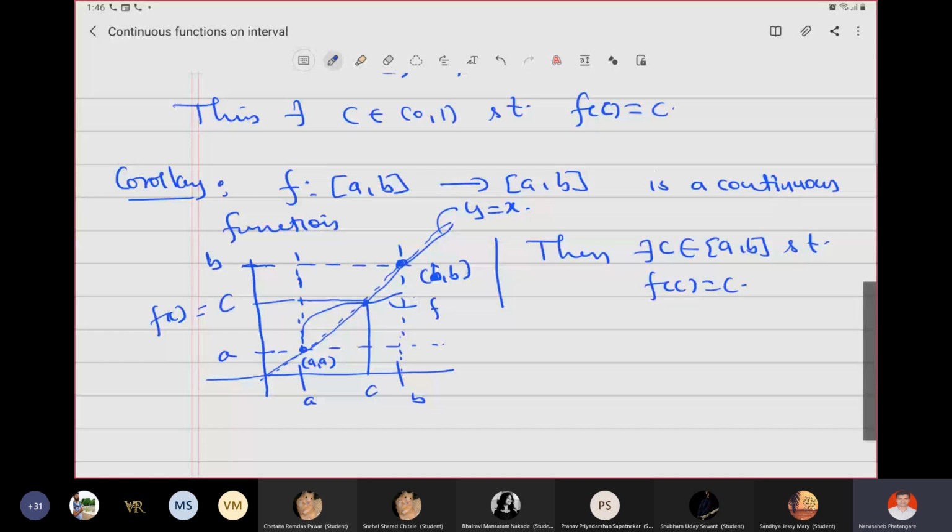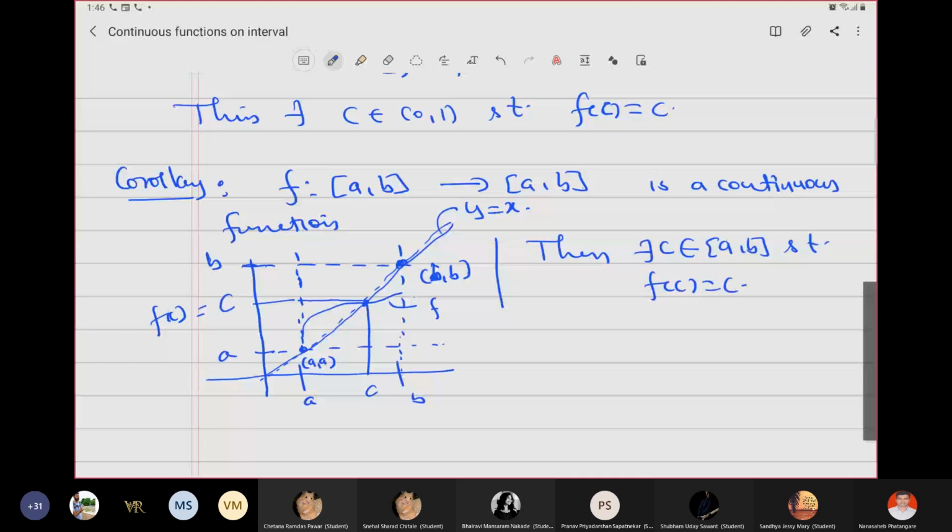So let I be the interval AB and f is from I to R. G is another function from I to R. Let them be continuous functions. Suppose f and g are both continuous functions defined on a closed and bounded interval. So let S be those elements from the domain at which f of x is equal to g of x.